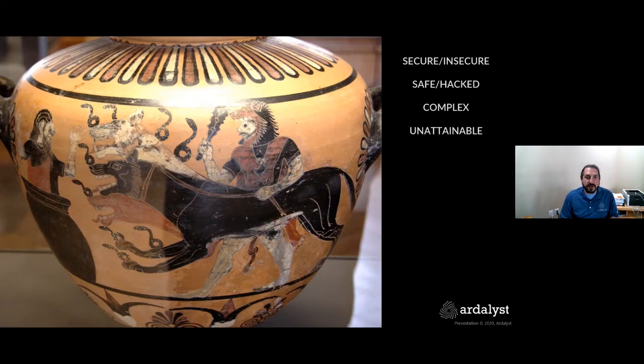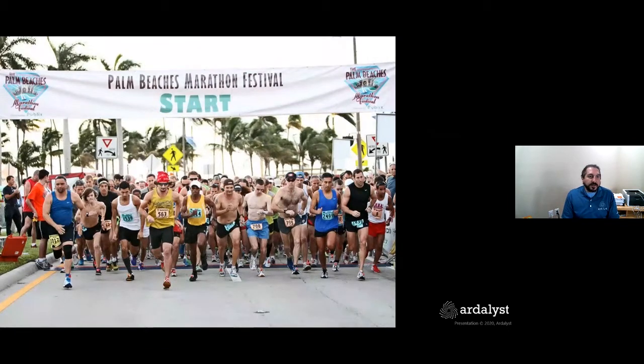So let's talk a little bit about how to get started. And I chose this image of a marathon kicking off deliberately because really that's what we're talking about. This is not a one and done. I ran through a security project and now I'm secure.